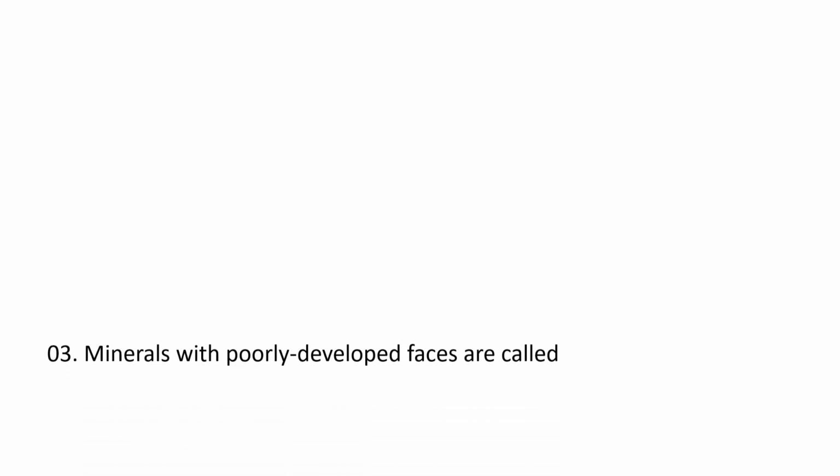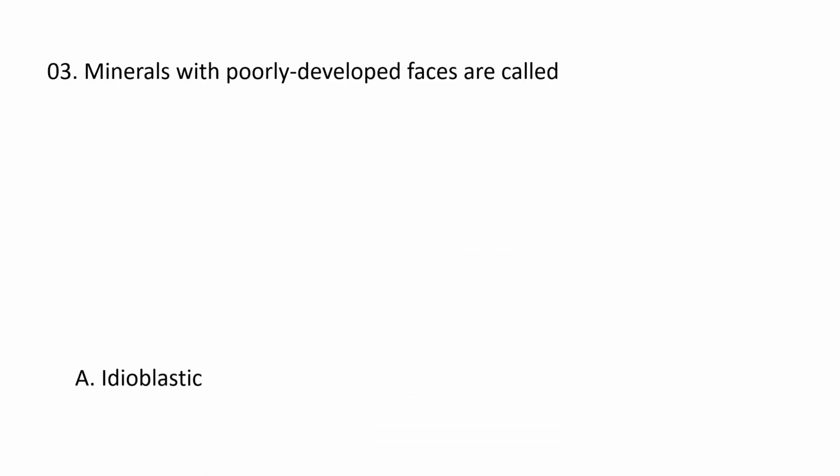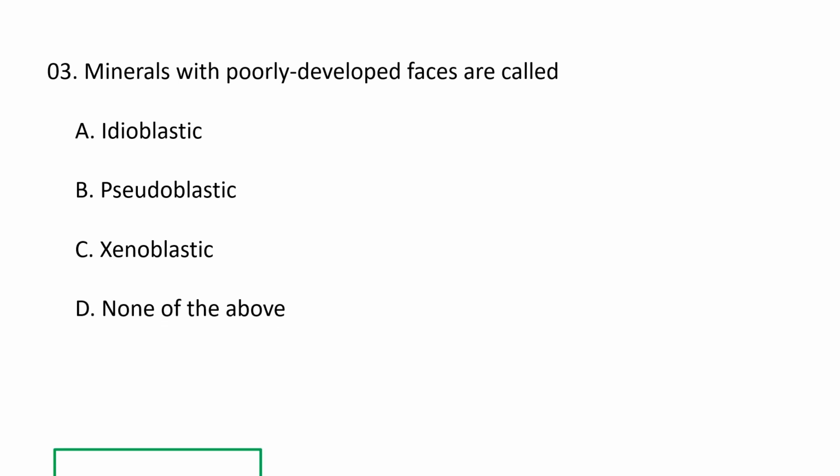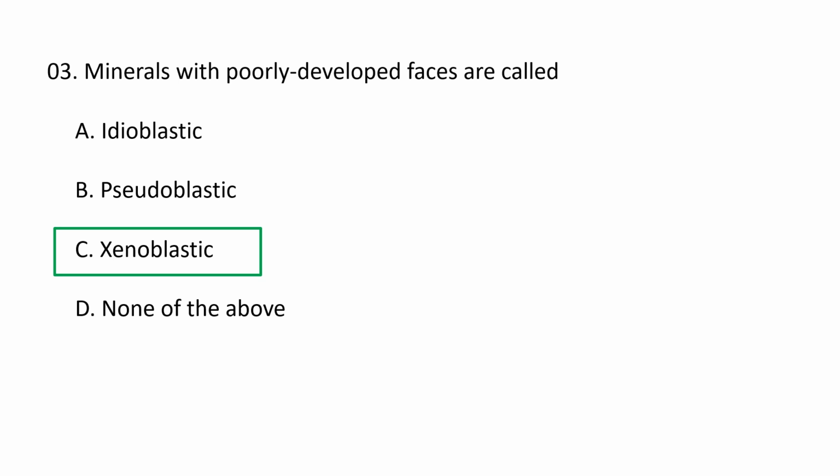Next question. Minerals with poorly developed faces are called A. Idioblastic, B. Pseudoblastic, C. Xenoblastic and D. None of the above. Minerals with poorly developed faces are known as xenoblastic. These are the minerals which are formed as a result of metamorphism. They may show well-developed faces, thereby exhibiting a texture known as idioblastic, whereas the texture formed by minerals that do not have well-developed faces is known as xenoblastic texture. So C. Xenoblastic texture is the correct answer.